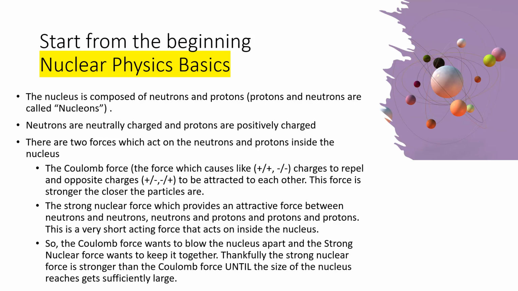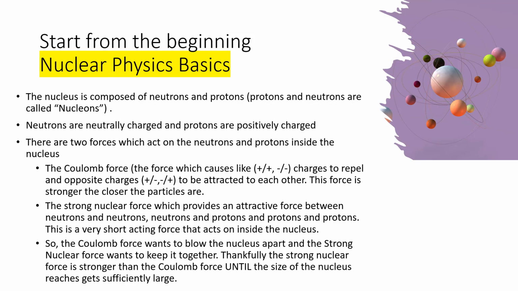Nuclear physics basics. A lot of this you probably already know. The nucleus is composed of neutrons and protons. Protons and neutrons are called nucleons. Neutrons are neutrally charged and protons are positively charged. There are two forces which act on the neutrons and protons inside the nucleus. The Coulomb force, which is the force that causes like charges to repel and opposite charges to attract. This force is stronger the closer the particles are.